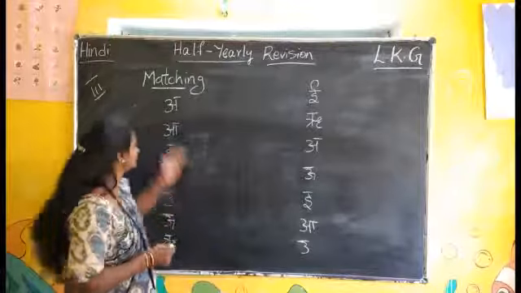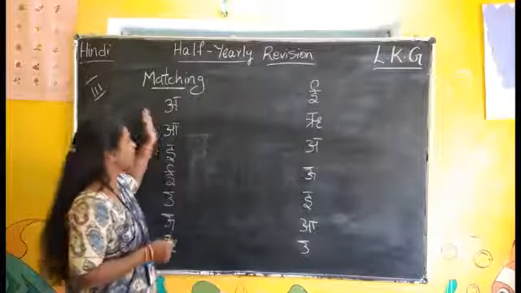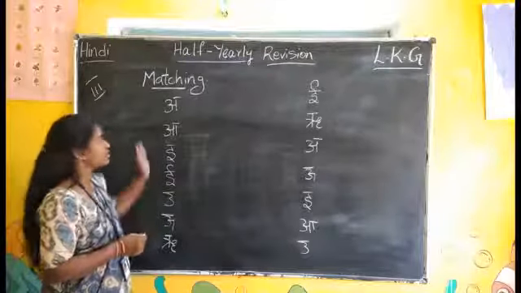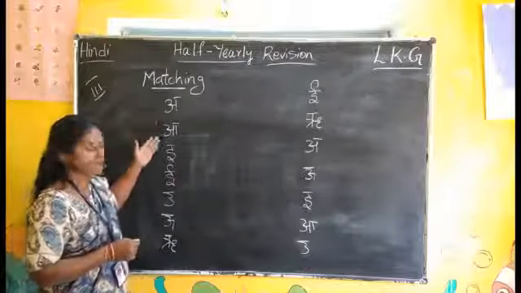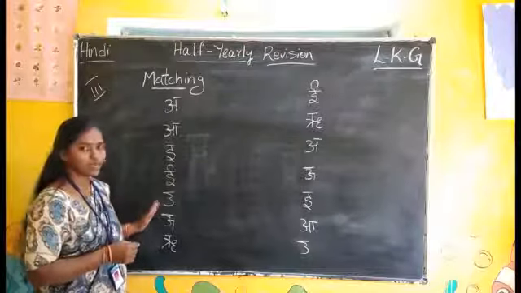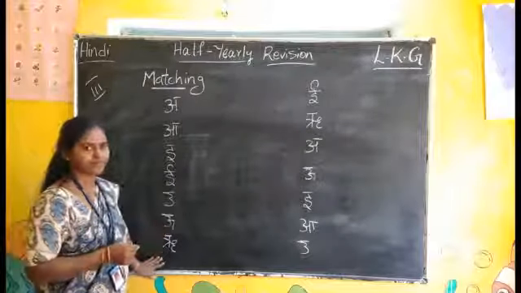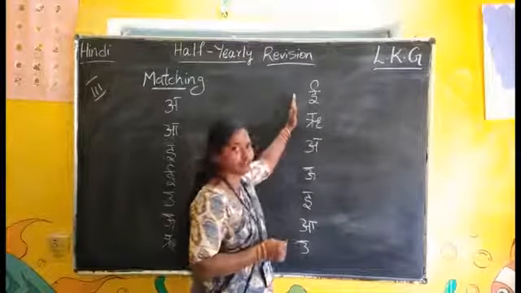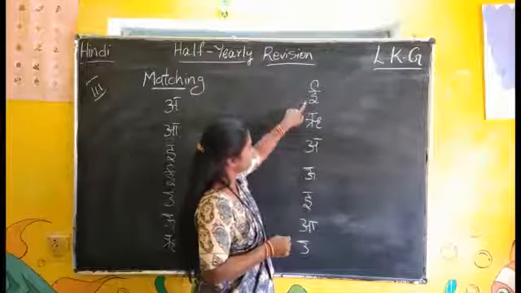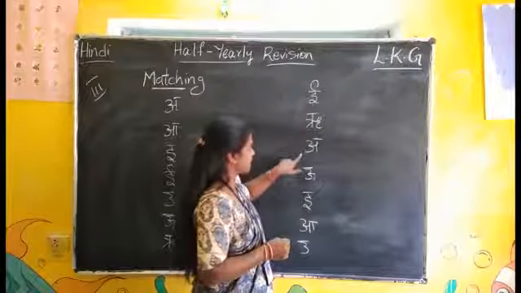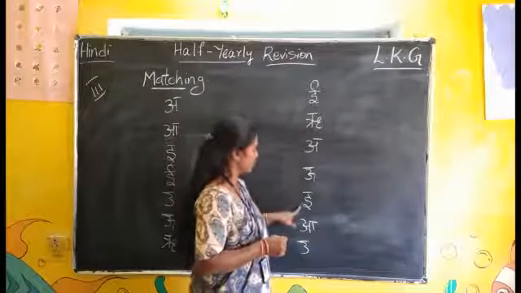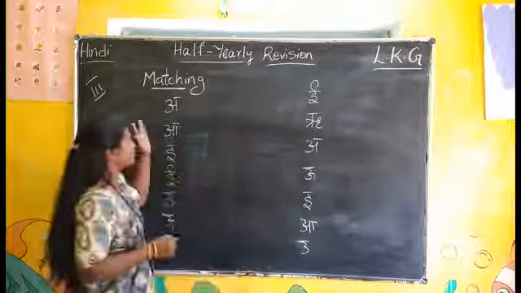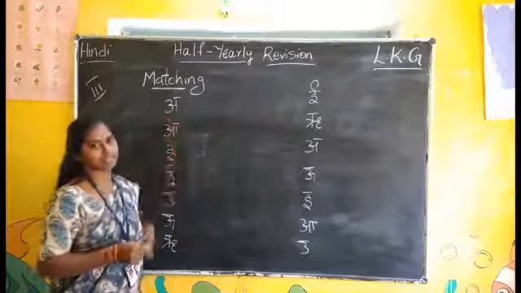Now, next with matching. You have to first identify the letter and read it, okay? Come on, start. A, A, E, E, U, U, Re. This side, I have given you in jumbled form. Come on, read it. E, Re, A, U, E, A, U. Okay? You have to match the letter to letter.